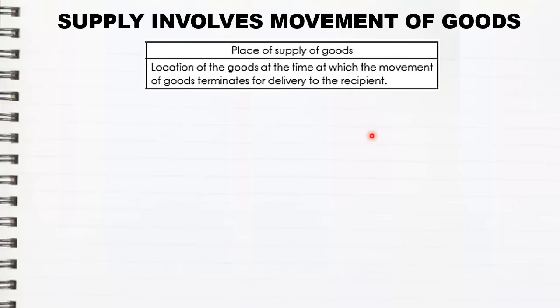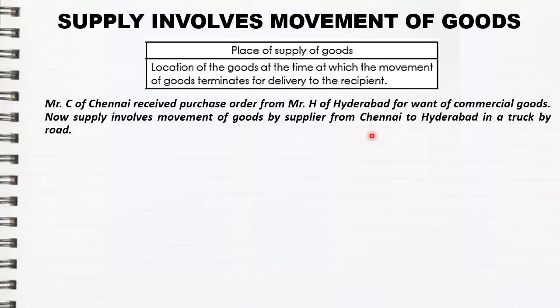Now let us try to understand this with the following example. Mr. C of Chennai received a purchase order from Mr. H of Hyderabad for want of commercial goods. So here Mr. H has ordered some goods from Mr. C. Now the supply involves movement of goods by the supplier from Chennai, here the supplier is Mr. C, to Hyderabad in a truck by road. Now let us put this example in graphical form first.